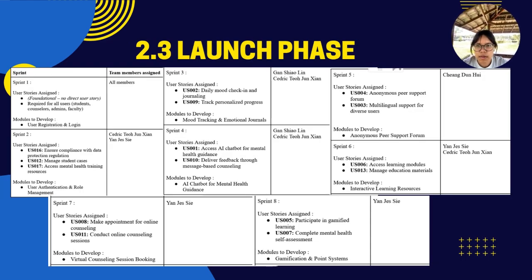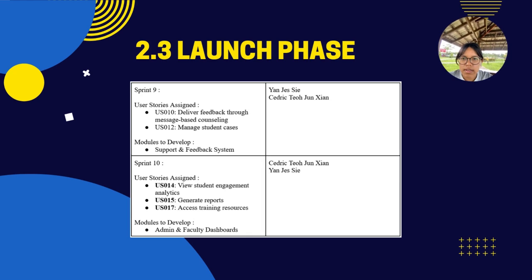Our project is developed over 10 sprints, with each sprint focusing on one core module of the MindBuddy system. Sprint 1 starts with user registration and login, which is essential for all user types. Then, we progress through modules like mood tracking, AI chatbot, peer support forum, and gamification. Each sprint is assigned to specific team members based on their strengths. In the final sprints, we focus on administrative tools, dashboard, and security. This sprint-based approach ensures organized incremental development and allows us to deliver key features step by step.